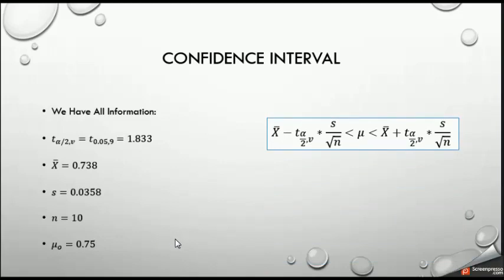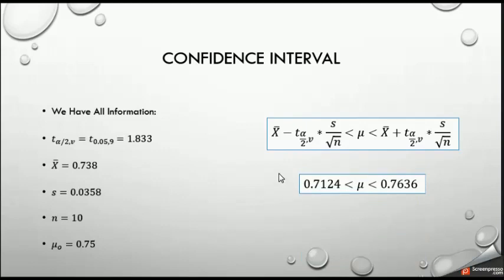So to use the confidence interval, we use the two-sided confidence interval because we are testing a two-sided hypothesis. So this is the confidence interval, the same as we have seen before in the normal distribution, or when we know the population variance. We have replaced the sigma with S. Also, we have replaced the Z with t alpha over 2 and v. So we have all the information.